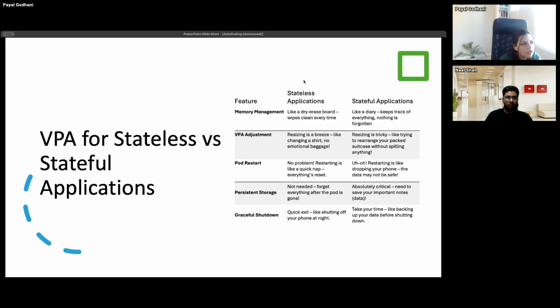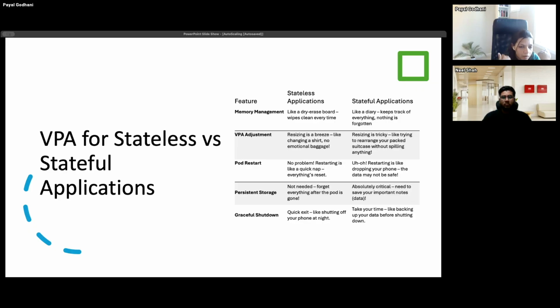You can almost think of it like a dry erase board, or it has a memory like a goldfish. It keeps on getting wiped clean every single time, right? But the stateful application is like having a diary. You want to keep track of everything. Nothing is forgotten. If you want to save something, you would have to persist it yourself. VPA doesn't take care of it, right?